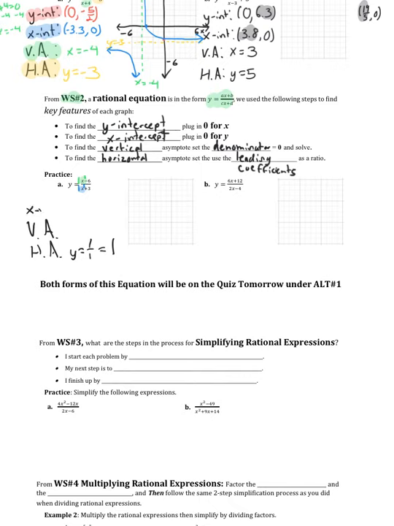Then we have to find the vertical asymptote, the x-intercept, and the y-intercept. The same 4 values. All right, except this time we're dealing with this x minus 6 over x plus 3. Both forms, or both versions of this equation, will be on the quiz tomorrow. So you need to know how to do both the forms from worksheet 1 and worksheet 2. Be ready for that.